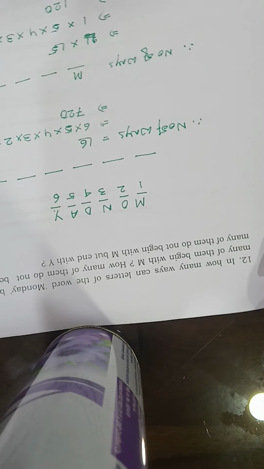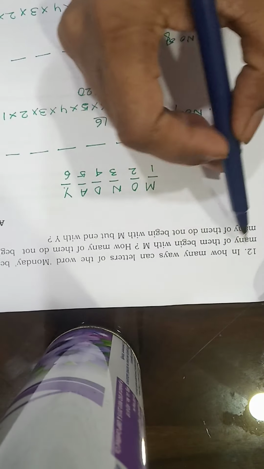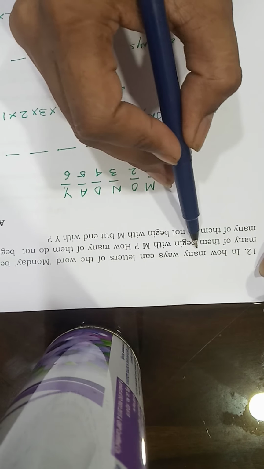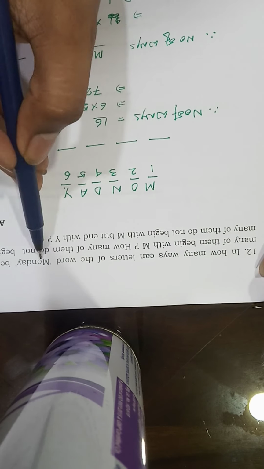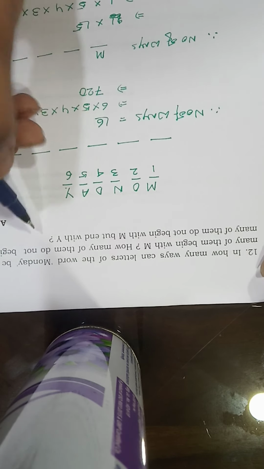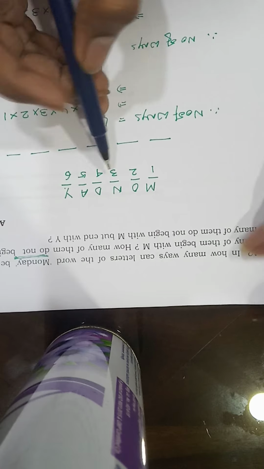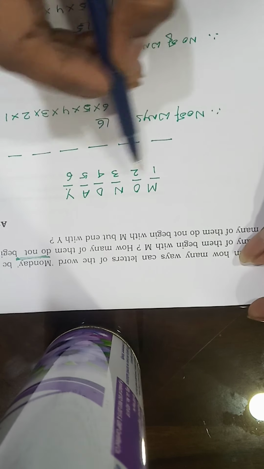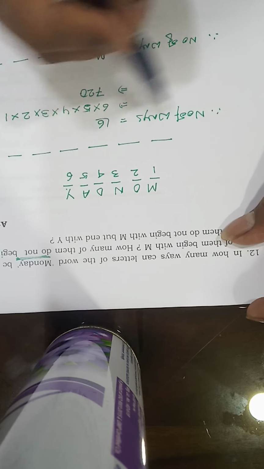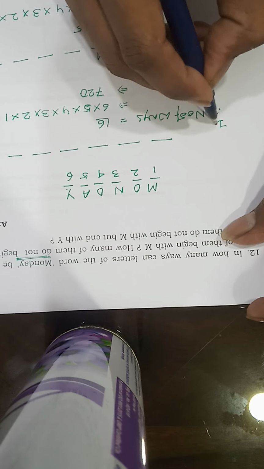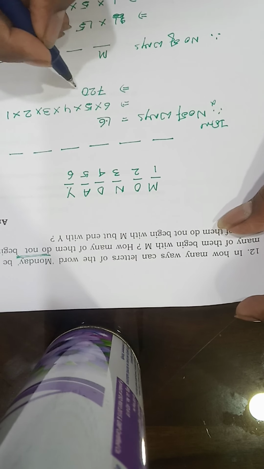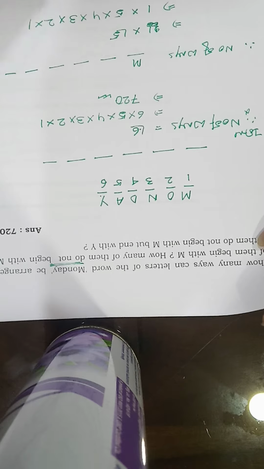Now, in question number 12 in our booklet: in how many ways can the letters of the word Monday be arranged? So the word Monday, 1, 2, 3, 4, 5, 6, there are 6 letters. So the total number of ways, it's very simple, you can write factorial 6. So factorial 6 becomes 720.